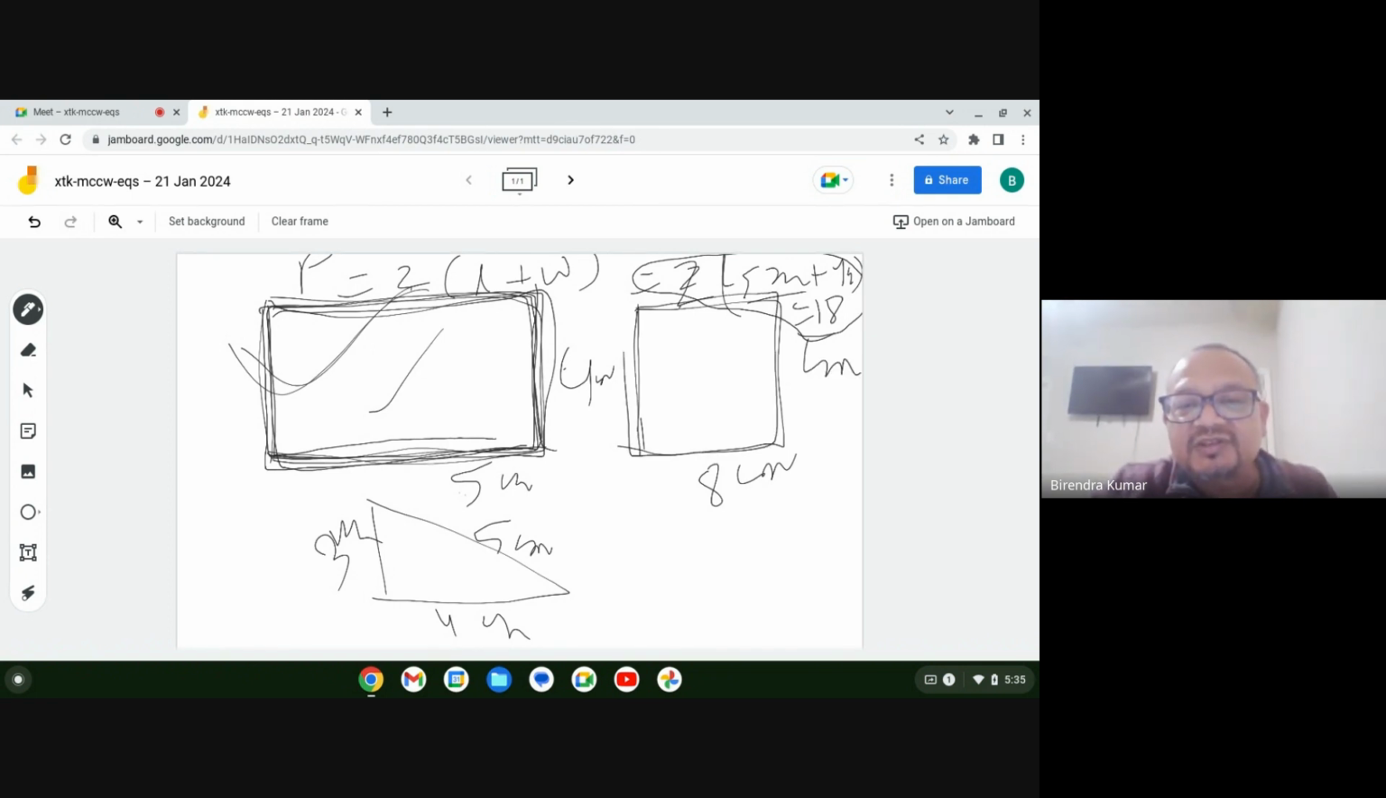Now let's look at this one, the perimeter of this square. Side is 8 centimeter. How much is the perimeter for this guy? For this square, the side is 8 centimeter. How much is the perimeter?